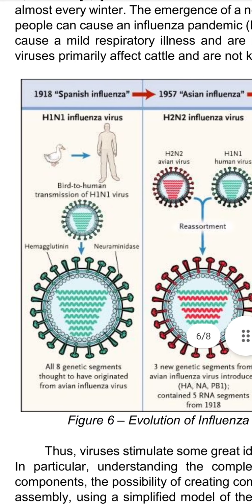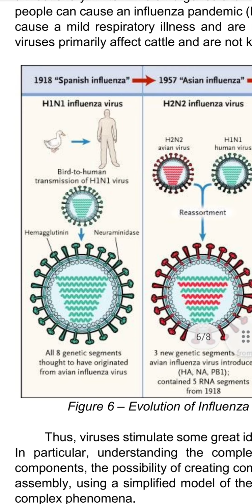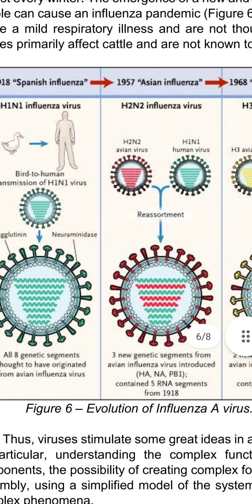In 1918 there was the Spanish influenza, H1N1 influenza virus. From bird to human transmission of H1N1 virus, hemagglutinin and neuraminidase, all 8 genetic segments were thought to have originated from avian influenza viruses.